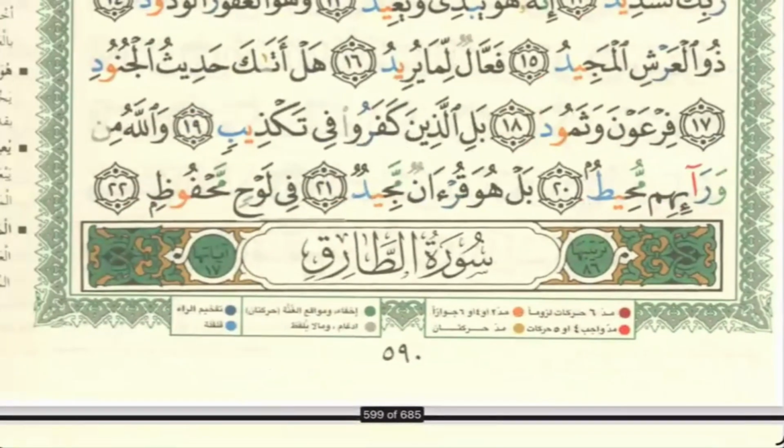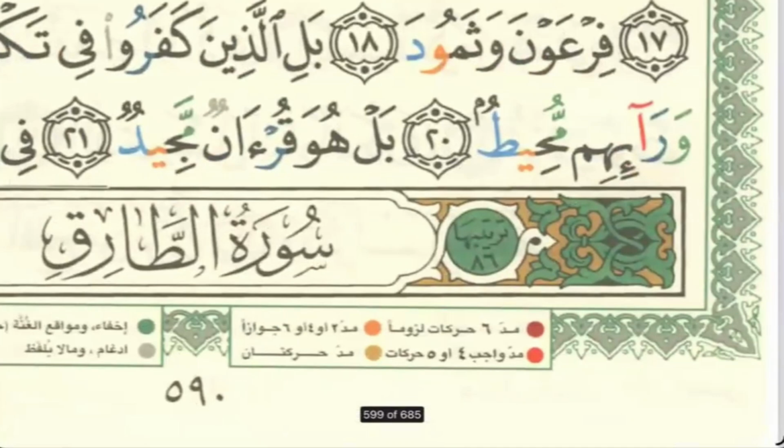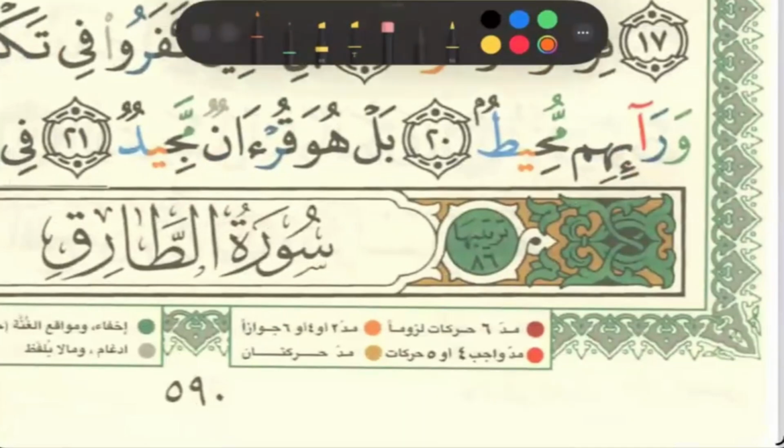Look here. Wallahu min waraihim muhit. Here's our thought. It's already colored for us. You can see it connecting from the letter before it. You can see it has its scorpion tail in the middle of that ramp there, not in the corner, not at the top, not at the peak.